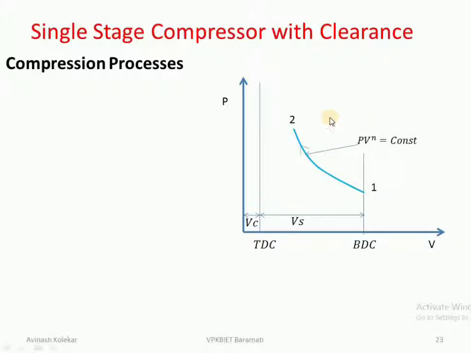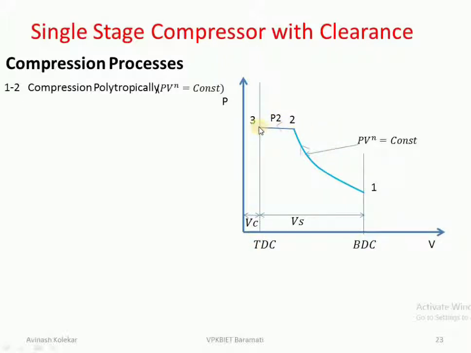Then when the piston is moving from the BDC to TDC, there will be compression and pressure will increase up to P2, up to a certain stroke length, and then there will be the next process, that is delivery. From 2 to 3 the delivery will occur, which is at constant pressure. The delivery will continue till the TDC is reached. So that is occurring at the P2 pressure.